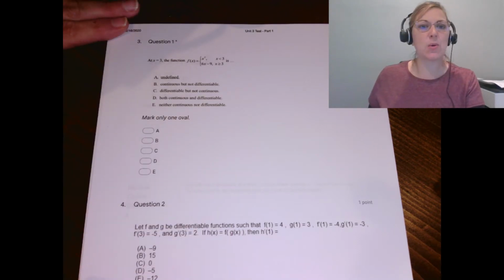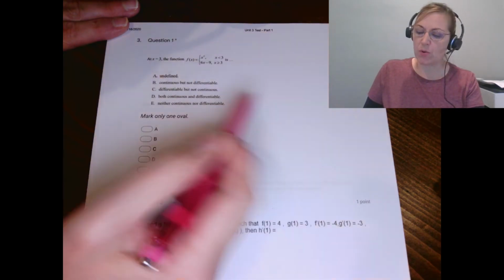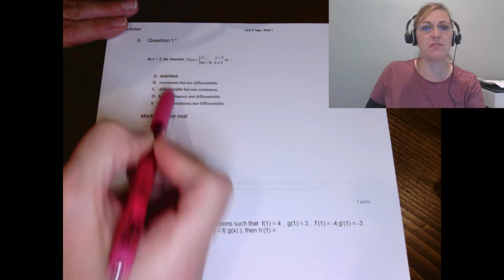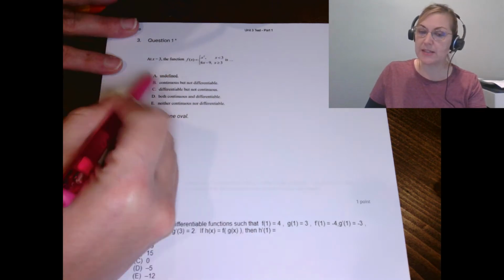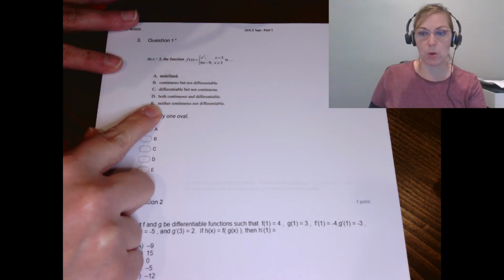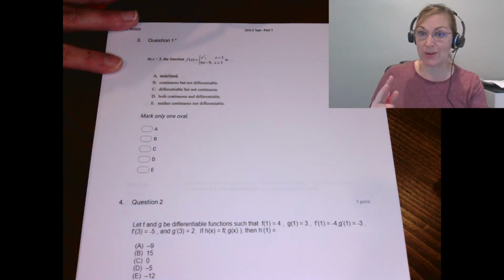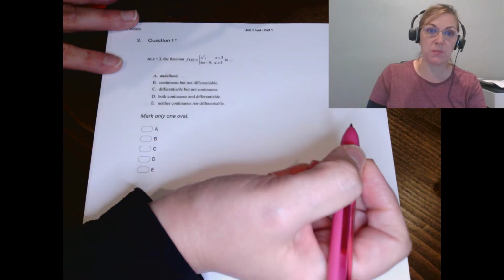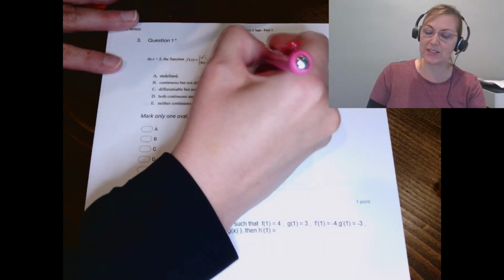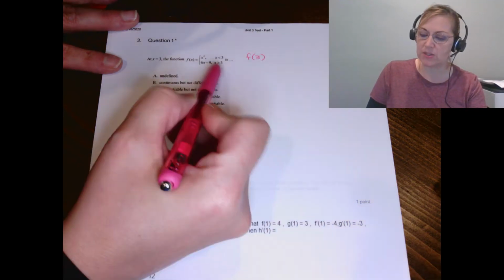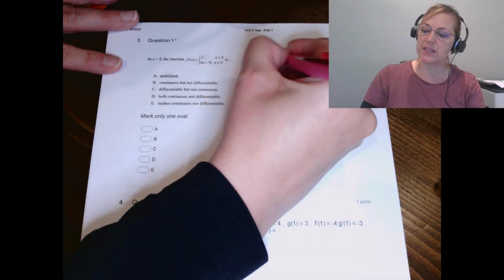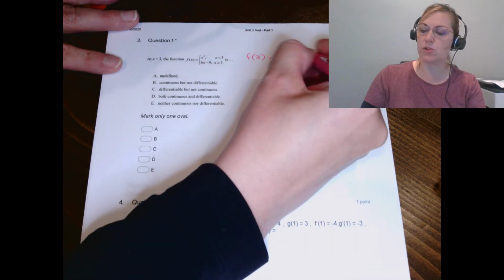Looking at question number 1, we're asked, at x equals 3, about this function, which is a piecewise, and we have all of these options. It looks like my options are talking about continuity and being differentiable. So let's work through continuity and differentiability here. For continuity, we first need to see if the function exists. When x is 3, we would definitely use the second piece because of the equal to there. And so we would get 6 times 3 minus 9, which would be 9.